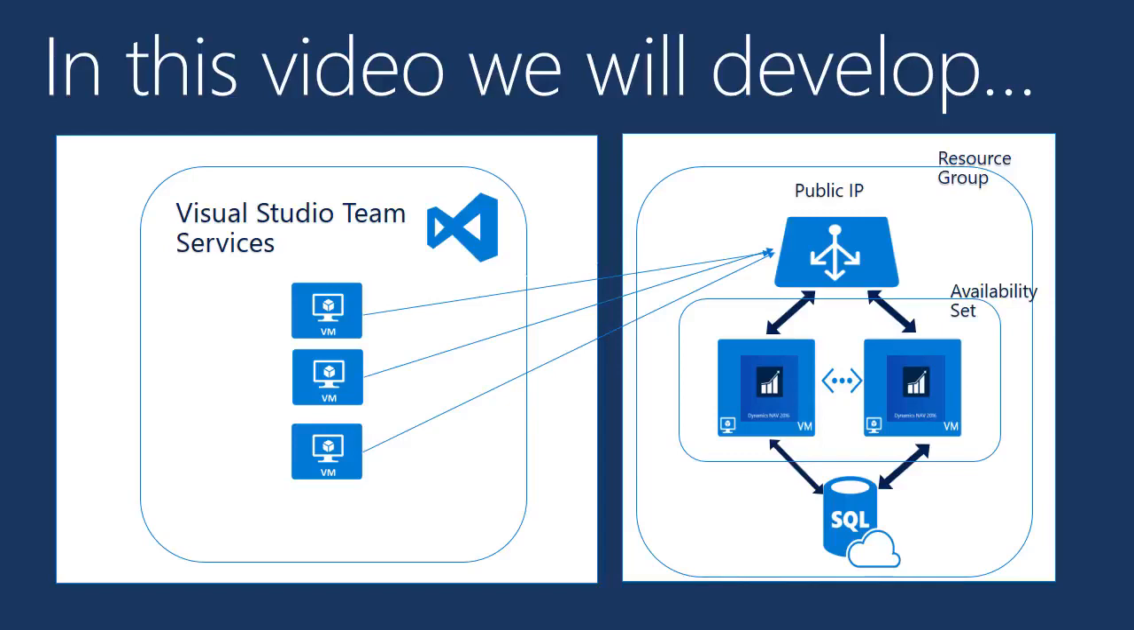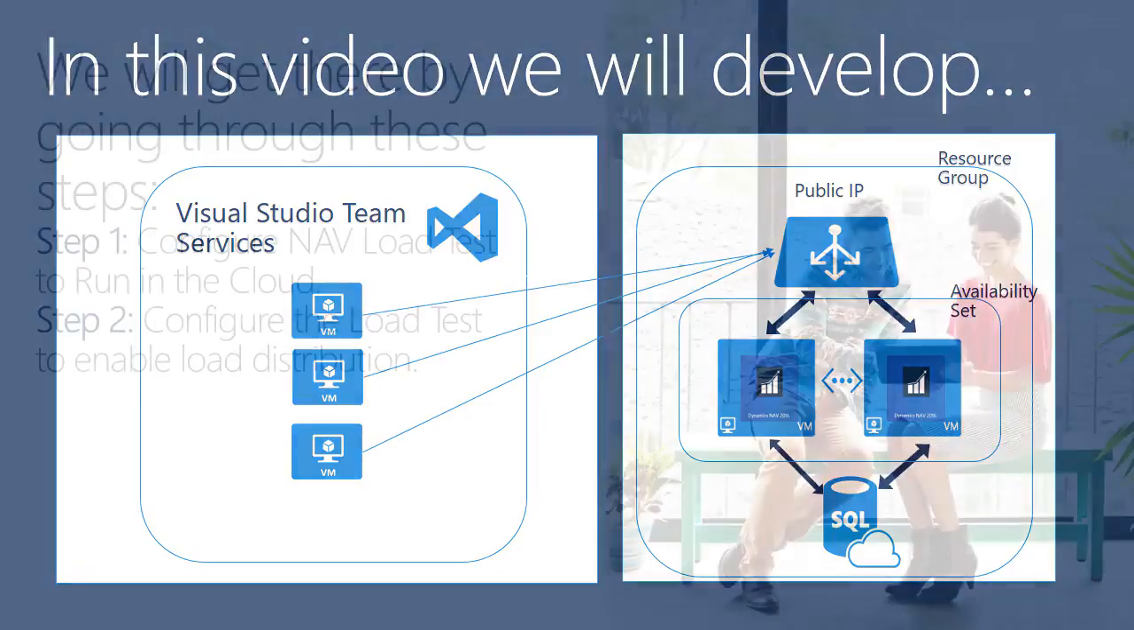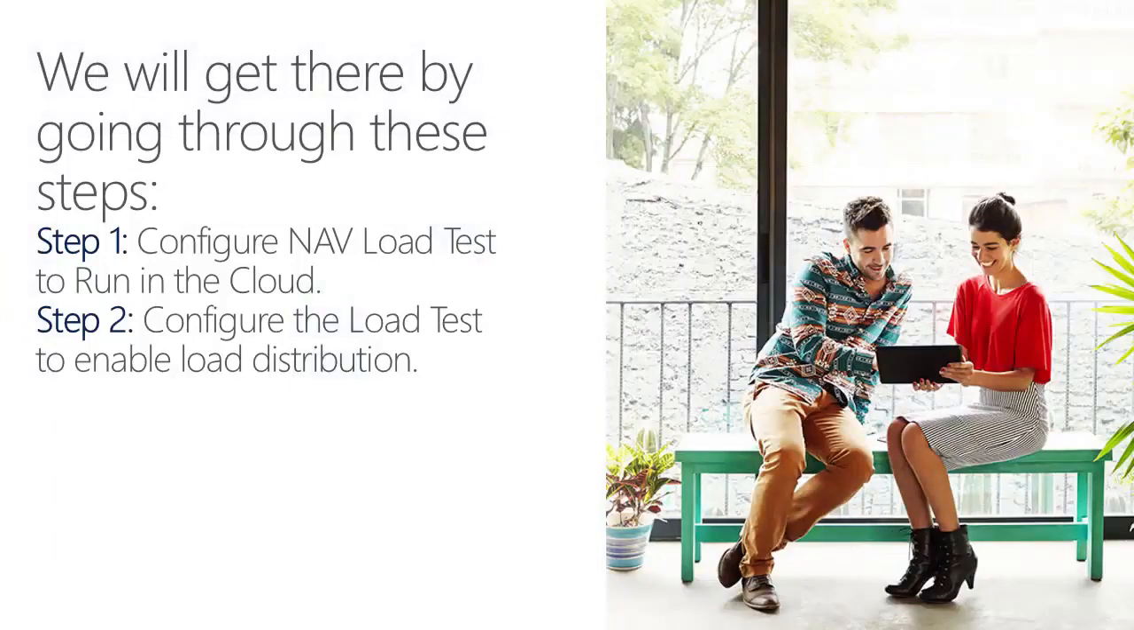Today, I will configure multiple test agents running in Visual Studio Team Services to run NAV load tests against the load-balanced NAV servers in order to demonstrate how the load is distributed by the Azure load balancer. We'll get there by these two steps: configuring the NAV load test to run in the cloud, and then configuring the load test to enable load distribution.